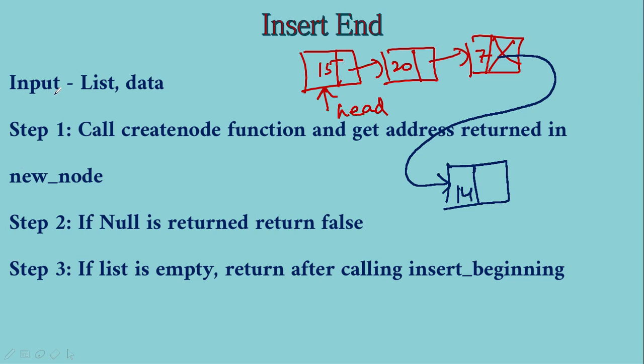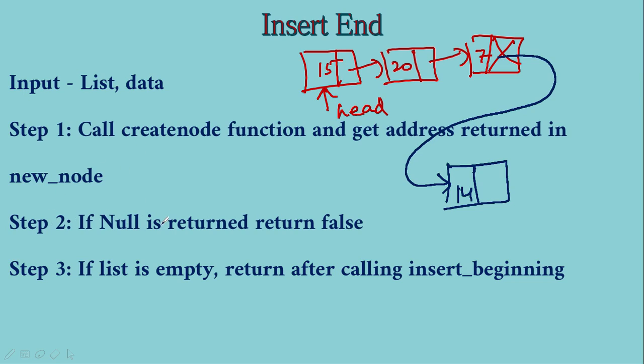When you look at the input for this operation, it is the list in which you are going to insert and the data that is going to be inserted. The first step tells that you have to create a node using the create node function. Already we have written it previously. Its purpose is to create a new node, put the data in the data part, make the next part null and return the address. So we are going to call it and get the new address, and then we are going to check if the value returned by create node is null.